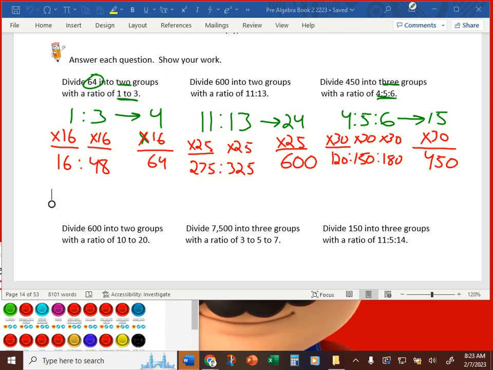So if you're unsure where to start, we start by writing that initial ratio, 10 to 20, and finding the total number of items in that ratio. Total, we have 30. And here's where we find that scale factor. What scale factor did you find to get from 30 up to 600? Landon. 20. Okay?